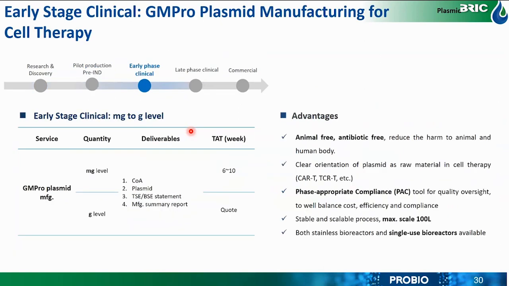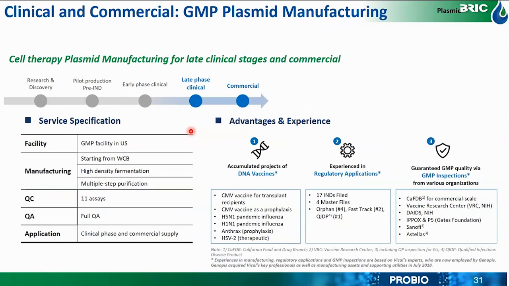Also, we have the GMP-pro plasmid. It is popularly used for the clinical stage, and it is animal-free and antibiotic-free to reduce harm. It is a clean plasmid as a raw material for cell therapy in clinical trials. In this kind of GMP-pro quality system, we apply phase-appropriate compliance tools for quality oversight to balance cost, efficiency, and compliance. The maximum capacity is 100 liter to produce large-scale plasmid. When the project moves to the later stage clinical and the commercial stage, GMP plasmid is required. GenScript has a facility in the US that can provide fully GMP-level plasmid from small scale to large scale, fully GMP compliant.